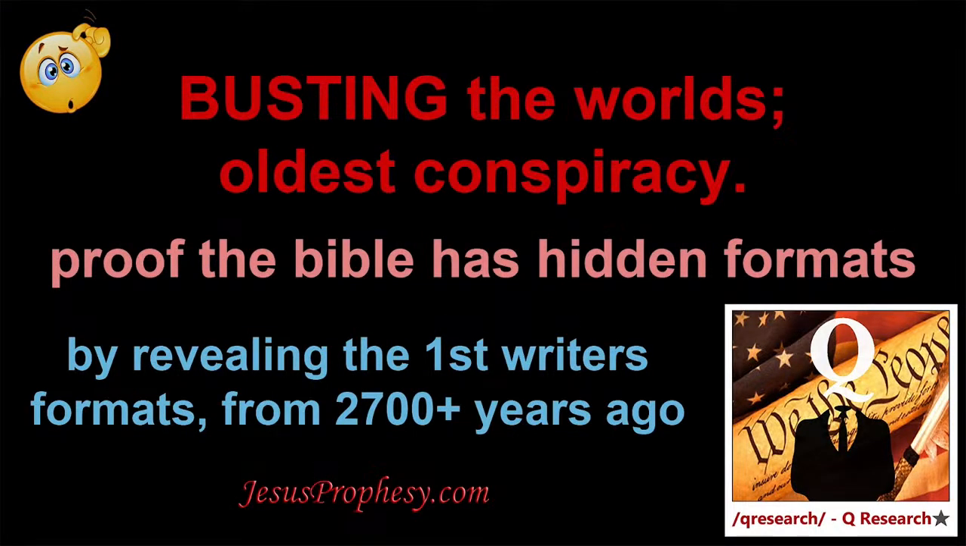Busting the world's oldest conspiracy, I will prove that the Bible has hidden formats. And by revealing these easy formats to find, I will be revealing the first writer's formats from 2,700 years ago. Our Creator also has his own hidden formats in the text, and I will explain them later. My name is Michael Eashoo. Our Creator has made me see him 8 times.